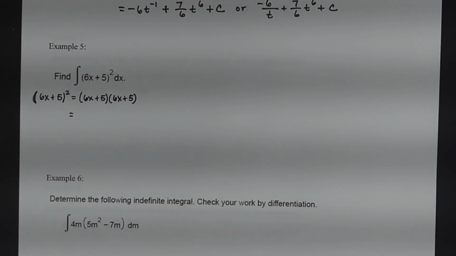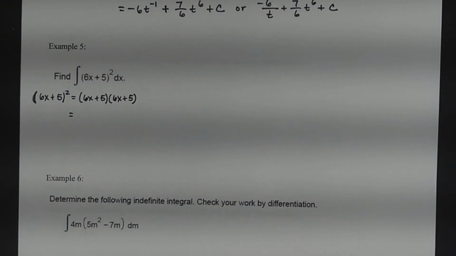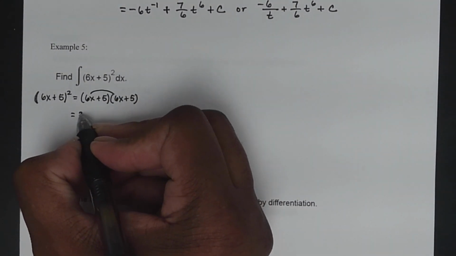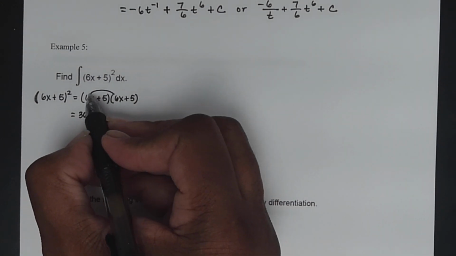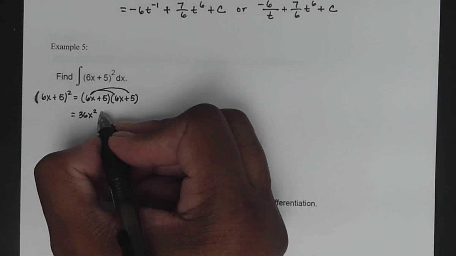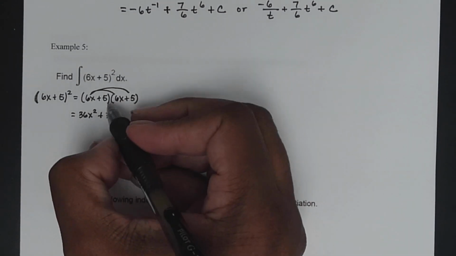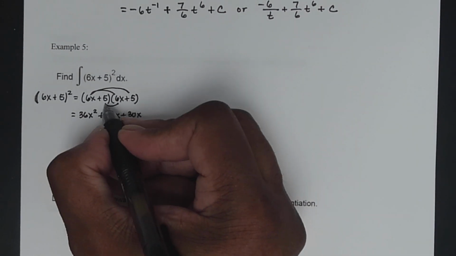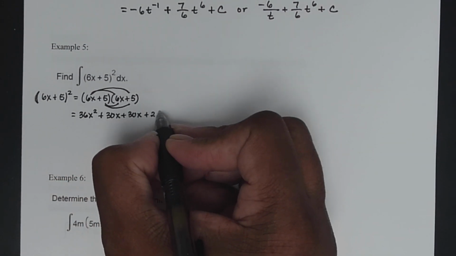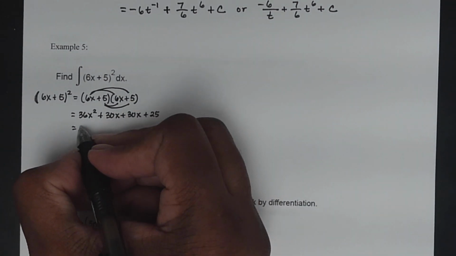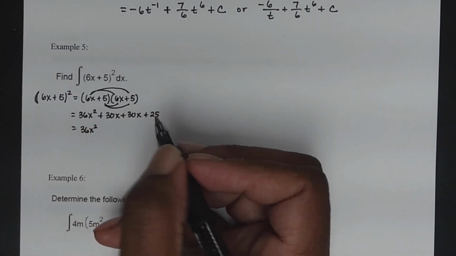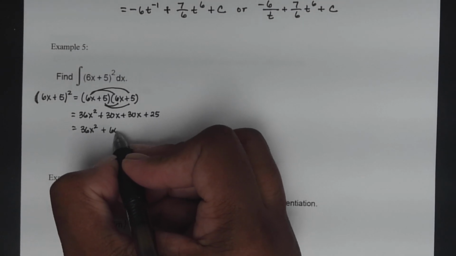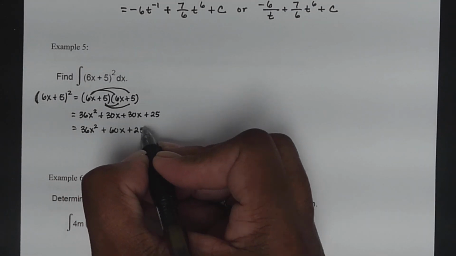And then we're going to use the FOIL method to multiply two binomials here. So if I do first times the first, 6x times 6x, that's 36x squared. Outer will be 6x times that plus 5 will be a plus 30x. Inner, 5 times 6x will be plus 30x. And then 5 times 5 will be plus 25. FOIL method is first, outer, inner, and then last. So if I combine like terms here, I have 36x squared plus 30x, and 30x is 60x plus 25.